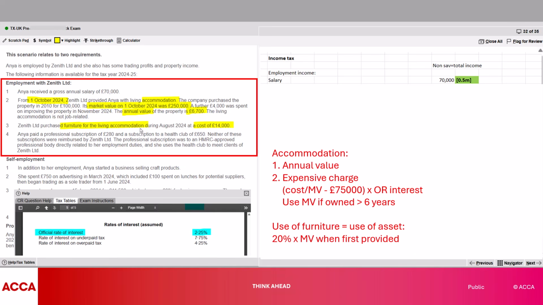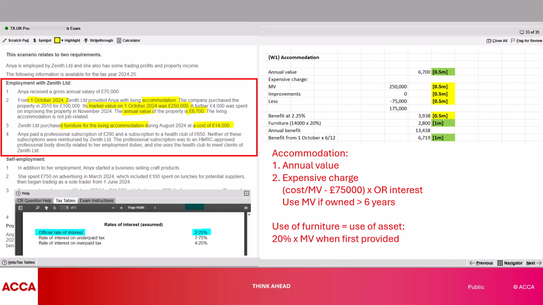And we've also got a benefit for the furniture for the living accommodation. And the furniture was bought during August, so Anya moved in October. It's been there all the time that she's lived in the property. We've got the cost, but for furniture, it's a use of asset benefit that we're going to tax. So we're going to take 20% of the value when it was first provided as our taxable benefit. Now, I've done this as a separate working. You could do this as part of your main computation, but do make sure that you break it down and clearly show all of the steps.